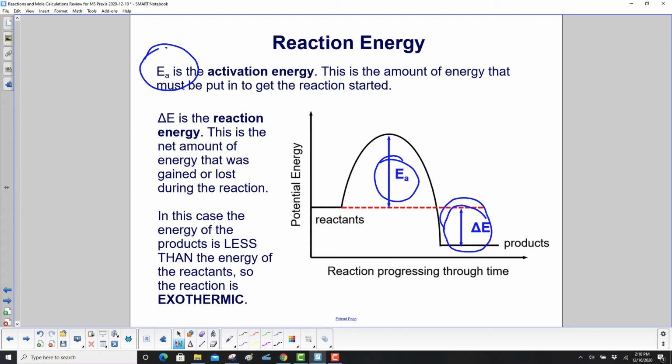That's right over here. In this case, the energy of the products is less than the energy of the reactants, so the reaction is exothermic.